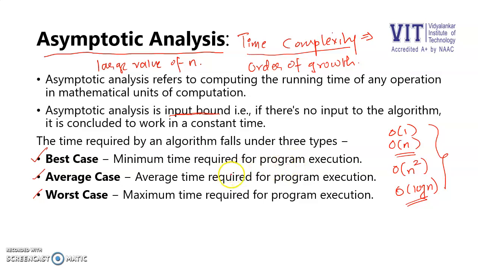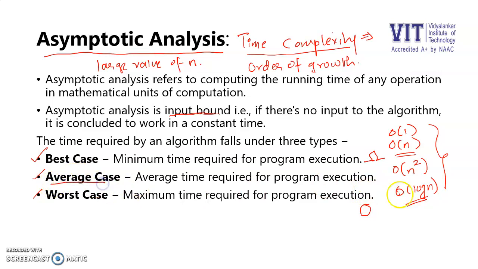So that will give the best case complexity. How do we represent the best case complexity? Using omega. Now, worst case complexity. For the given input, my algorithm is going to take maximum time. So it is the worst case. And how do we represent it? Using big O.